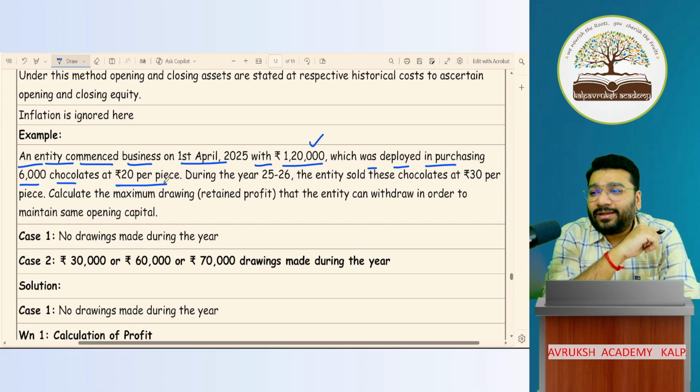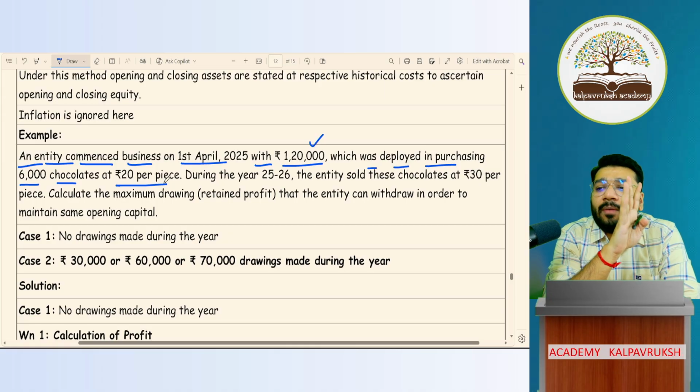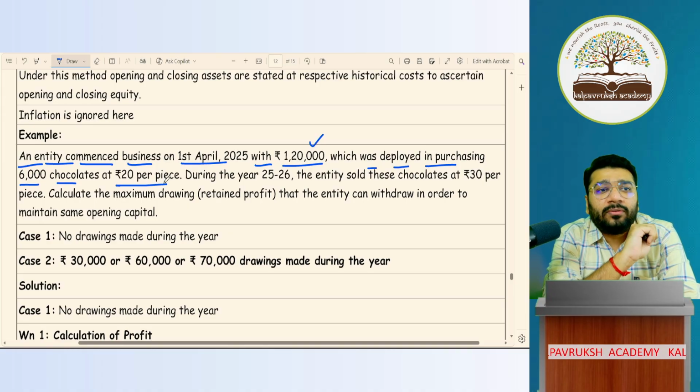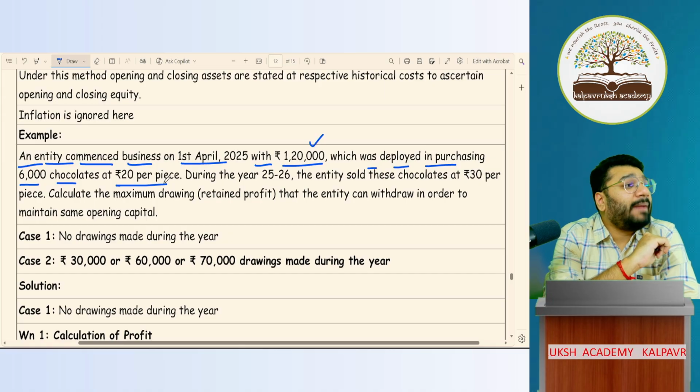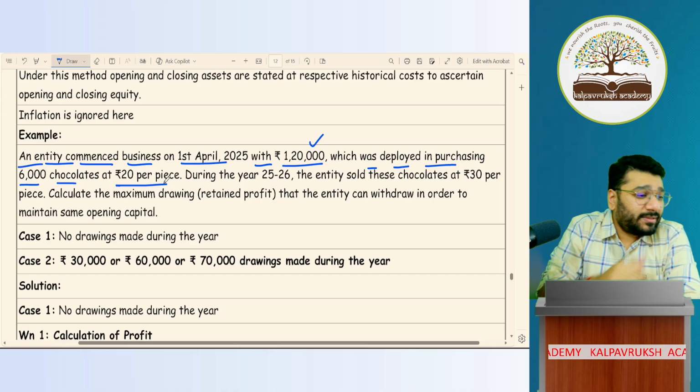So 6,000 chocolates. I'm the trader. I have purchased 6,000 chocolates at 20 per piece. How much is the total money invested? 1,20,000. So the full 1,20,000 I invested in buying the chocolates. Yes or no? Who am I? I'm a chocolate trader. I didn't buy for eating. I bought it for selling purpose.